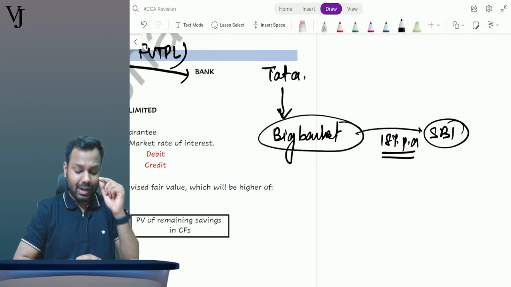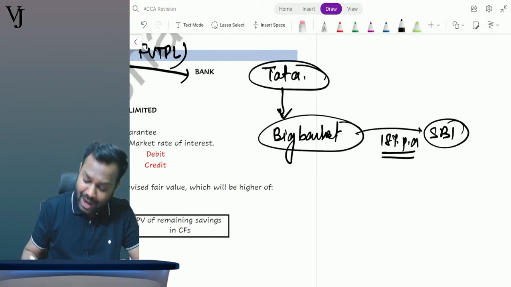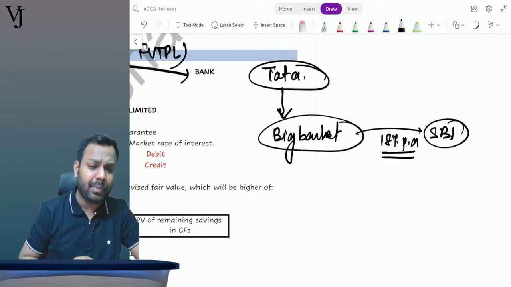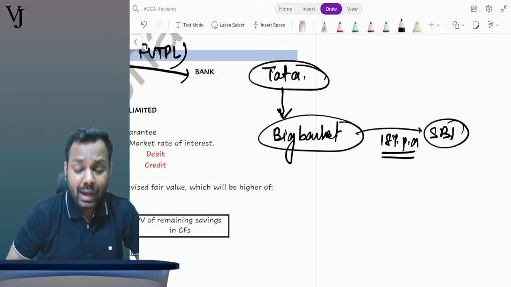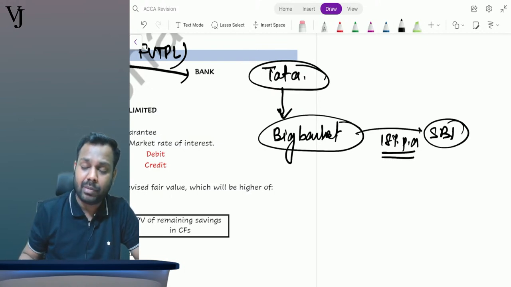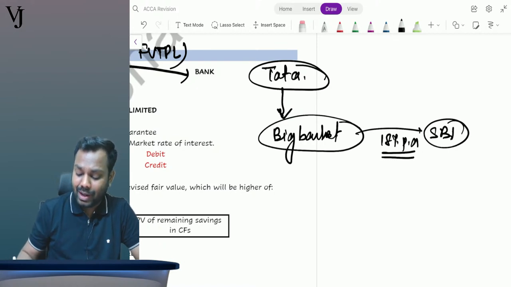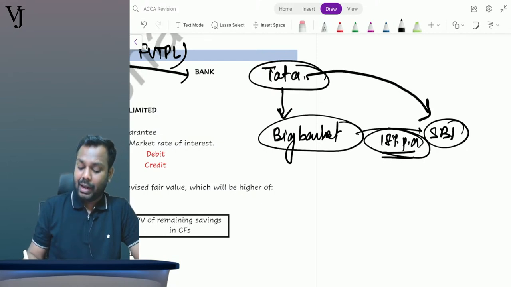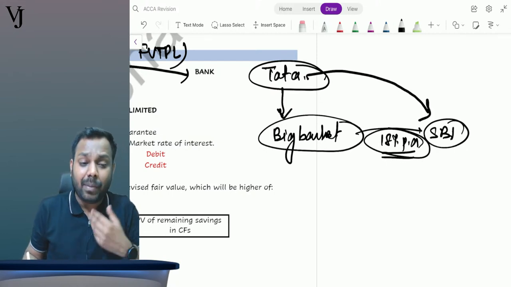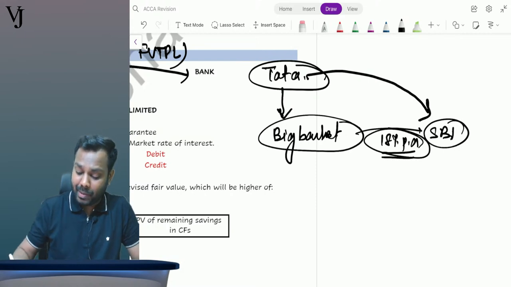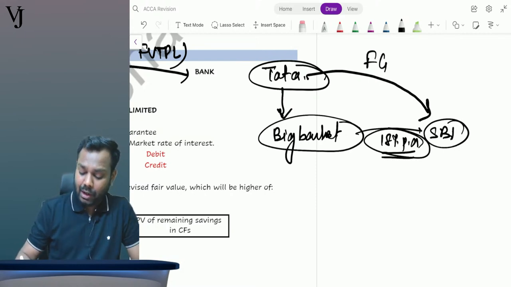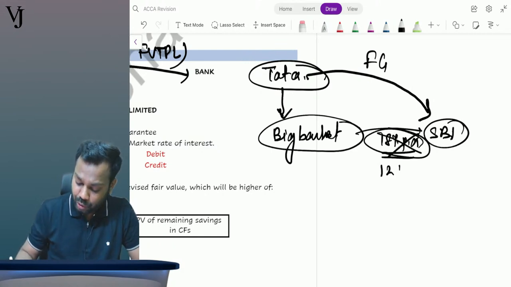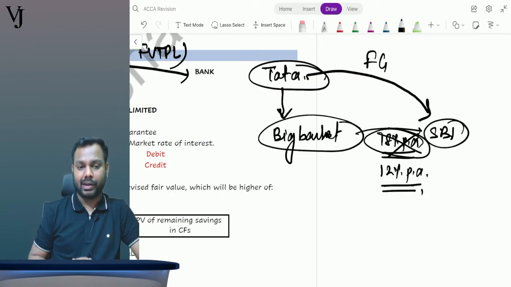Now, why is SBI charging such a higher interest rate? Because since it's a startup, there is a high risk of repayment. It might be the case that the startup company might not be able to repay the funds back to SBI, so that's why they are charging a higher interest rate. Now Tata comes and gives the guarantee to SBI that if Big Basket is unable to repay the funds, I will repay the funds back. Due to this financial guarantee given by Tata on behalf of the subsidiary company, SBI reduces the interest rate to 12% per annum. That is a market interest rate.